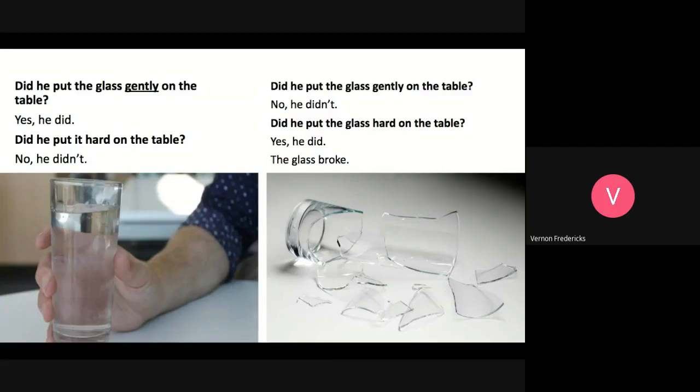How do we know that? Because in picture number two, we can see that the glass broke. So he must have put it down very hard, because if he put it down very hard, the glass broke. In picture number one, there's still some water in the glass. So he didn't break the glass. Yeah. In picture number one, he put the glass down gently. Okay.